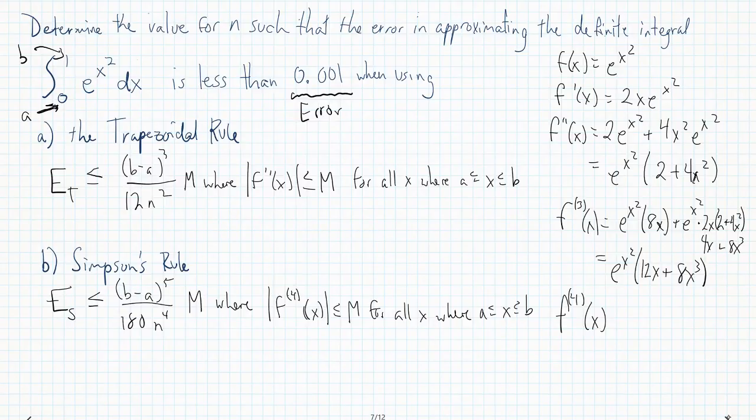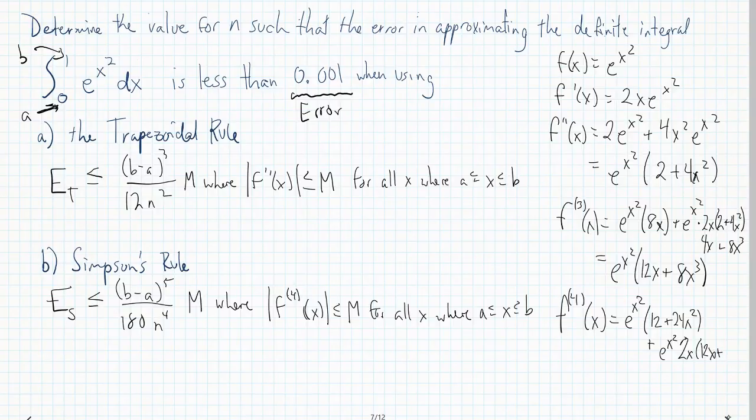Okay. So fourth derivative, what's happening here? We end up getting the first part of our product rule. Take the derivative of the second part. You get 12 plus 24x squared. And I'm running out a bit of room here, so I'll move that just slightly below. And then for that next part, we get e to the x squared times 2x times 12x plus 8x cubed.